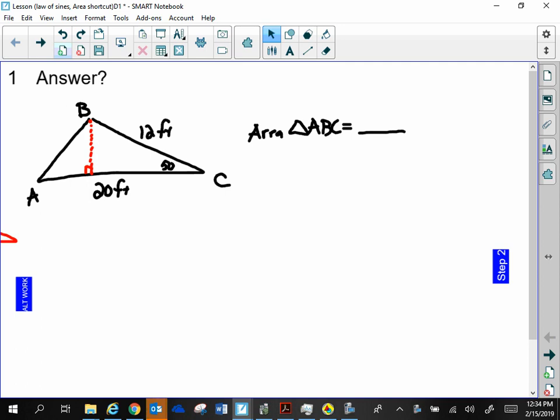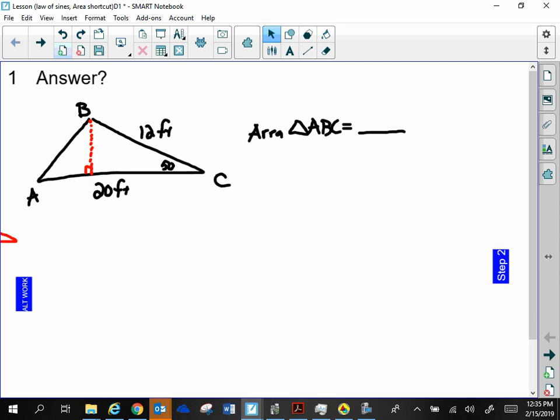Start off up here. Go ahead and hit pause, and in your groups, go ahead and discuss what you need in order to find the area of this triangle, ABC. Okay, so go ahead right now and hit pause and discuss that.